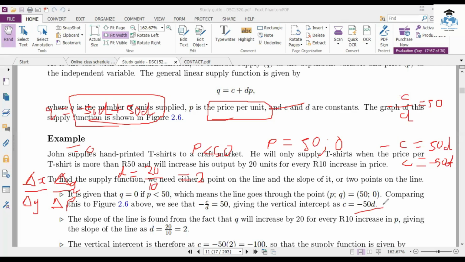So since we have got this equation, C is minus 50D. Since now we also have D, we can substitute to find the value of C. C is equal to minus 50 times 2, which is equal to minus 100. So now our equation will be Q is equal to C, that's minus 100 plus 2P.